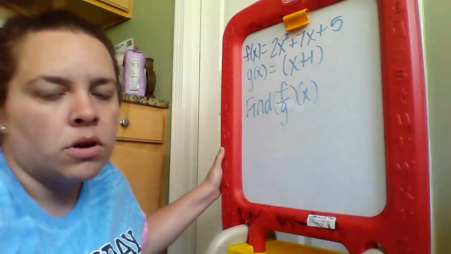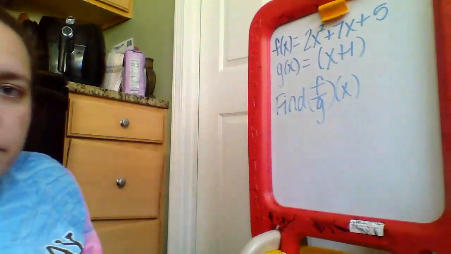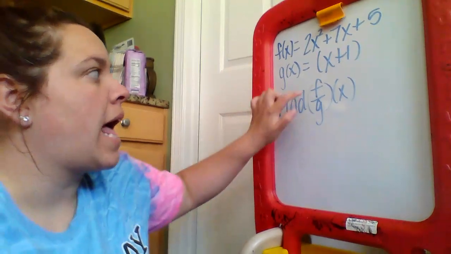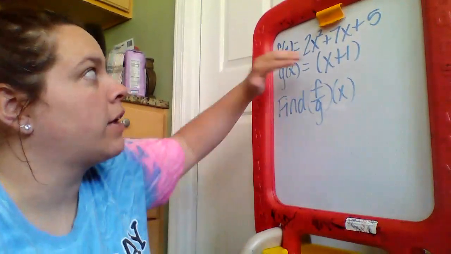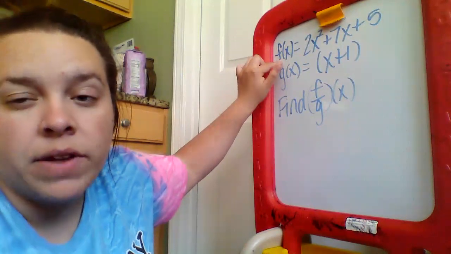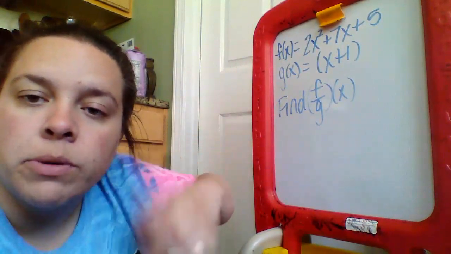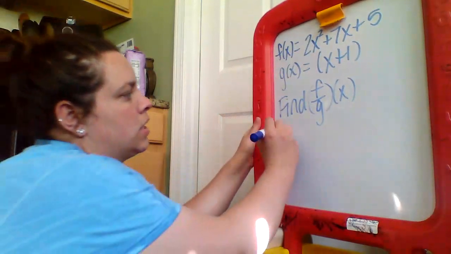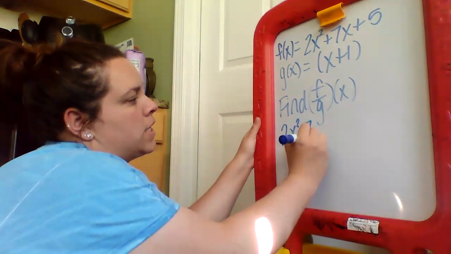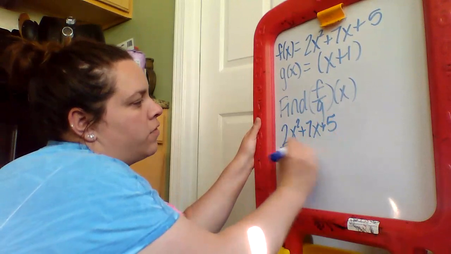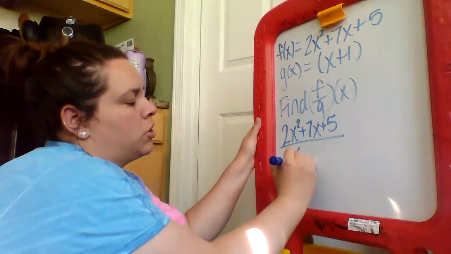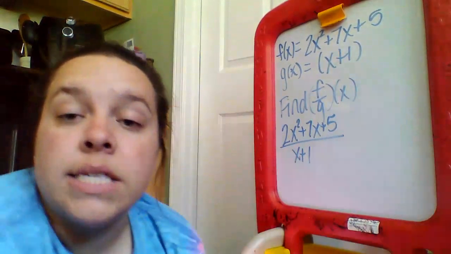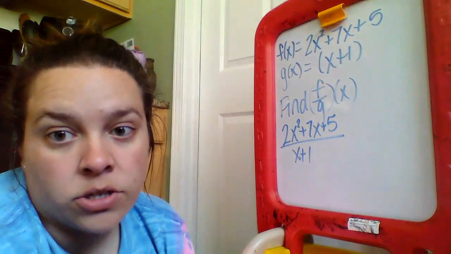All right, so hopefully you all can see this. Find f divided by g. So I'm going to take function f. A couple of people commented on determining which one is f and g. They're labeled f and g. So take function f, which is 2x squared plus 7x plus 5, and divide it by function g, which is x plus 1. Now, anytime that it's a quadratic, you have to factor it, okay?